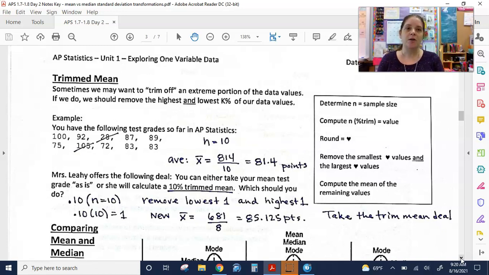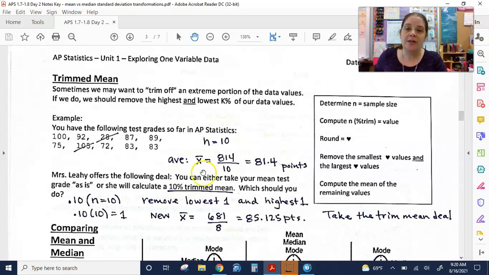A trimmed mean is one where, if you want to think about it, you're going to drop off your lowest and highest scores and get an idea of what's going on in the middle. This is really good if you ever have outliers on the side and you think the outliers might be unnecessarily inflating your mean in one direction or the other.